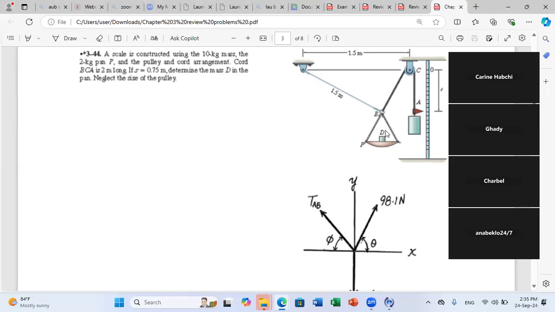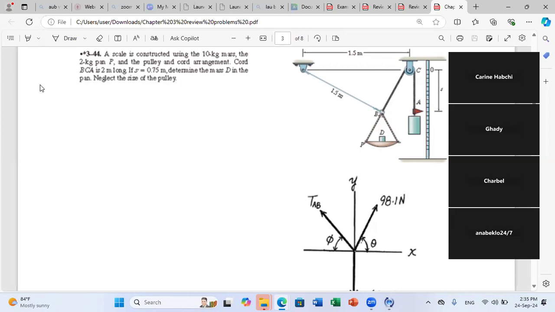A scale is constructed using the 10 kilogram block and the pulley and cord arrangement. Cord BCA is 2 meters long. If S is equal to 0.75 meters, determine the mass D in the pan. Neglect the size of the pulleys.